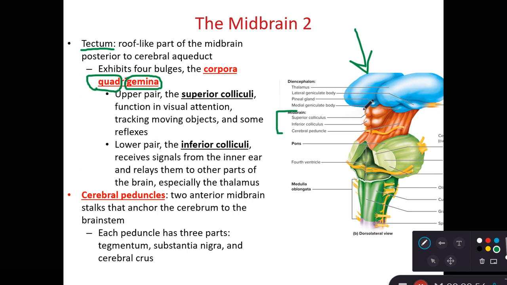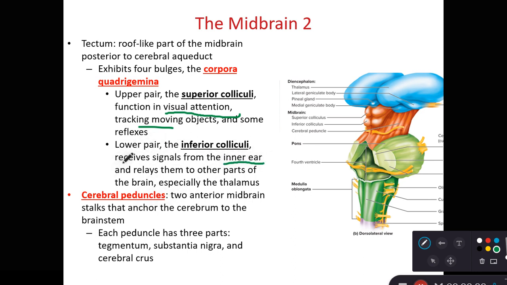And we can see those corpora quadrigemini right here. We have the inferior colliculi and the superior colliculi. For me in particular, when I do sheep brain dissections, I like to call the superior colliculus the baby's butt because it looks a lot like a baby's butt during the dissections. As we look at the superior colliculi, they help us with visual attention, so we can track eye movements, and there's a little bit of reflexes, but mostly the superior colliculus helps us with looking at something that's moving.